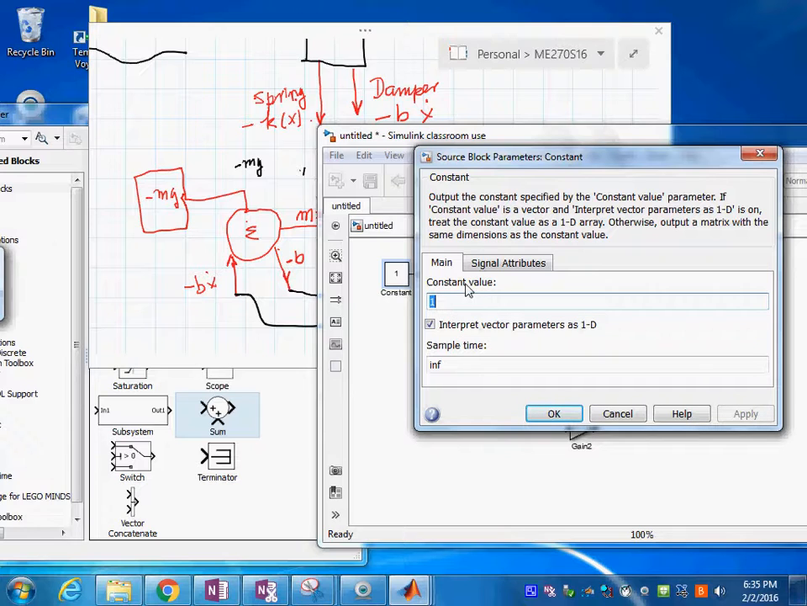This is interesting. We need to put the value here, the value of m. How come it doesn't specify constant value parameters if a constant value is a vector?